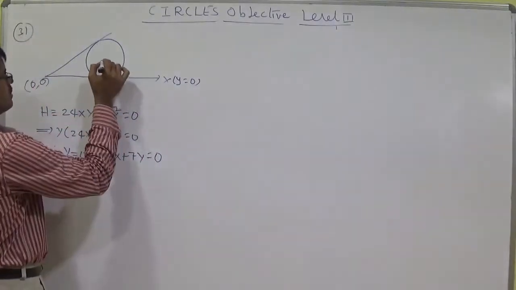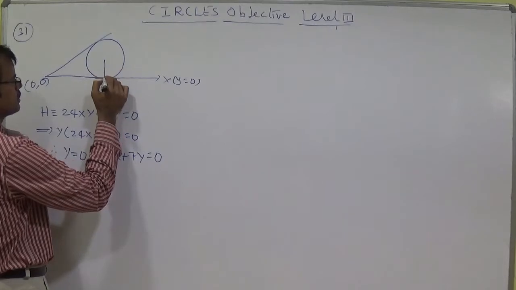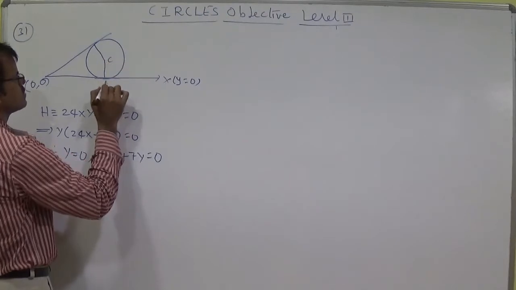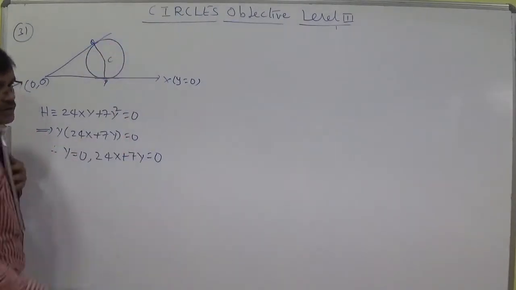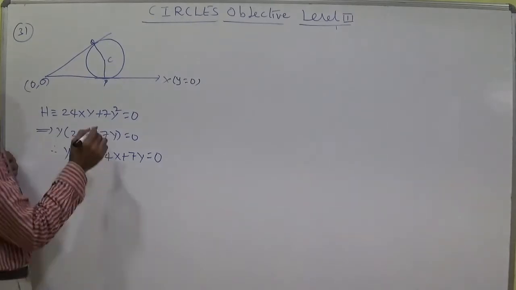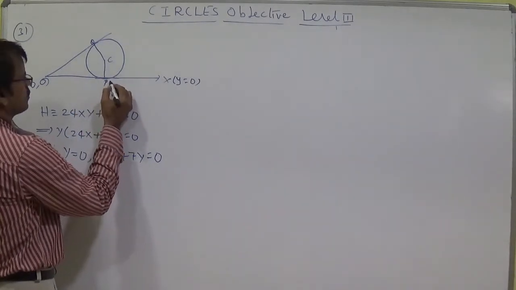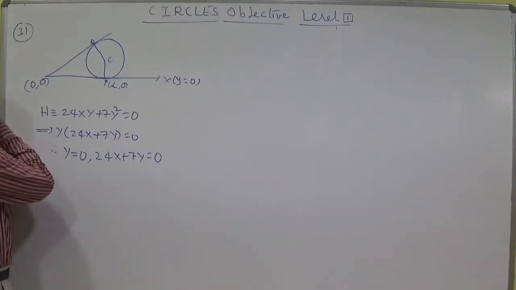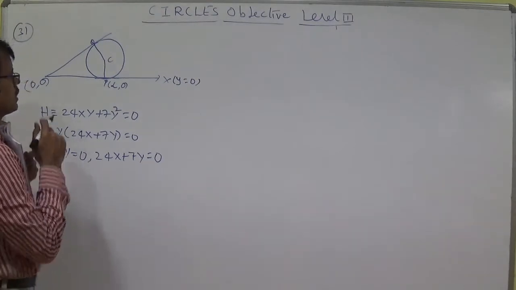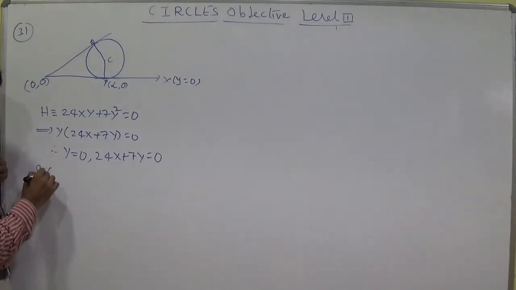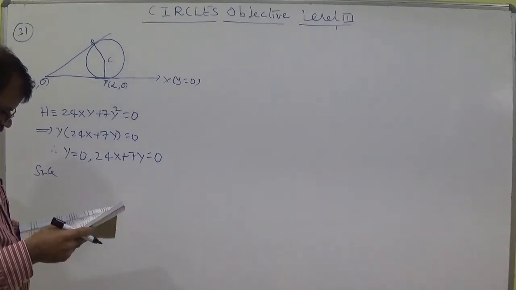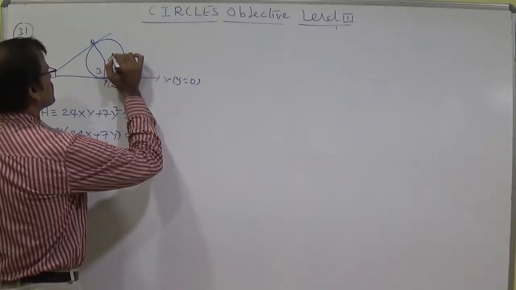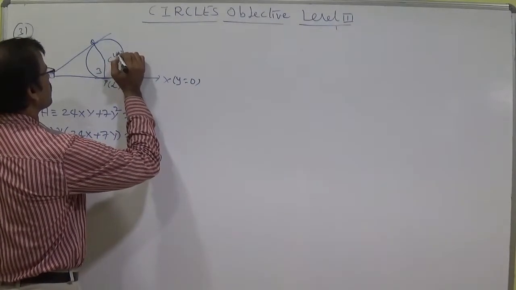Radius is given as 3. Put this as the center, draw like this. This is the radius. Let this be C, this is P, this is Q. This is the point of contact. CP equal to CQ concept, this is R. You can understand here as (alpha, 0). Whenever a circle touches the x-axis, then the y coordinate is the radius. Of course, radius is given as 3. So put here 3. This is 3. Now you can understand C becomes (alpha, 3).